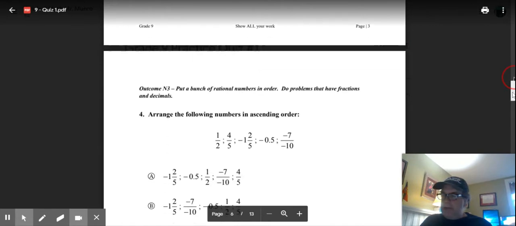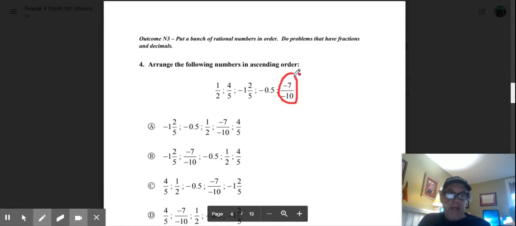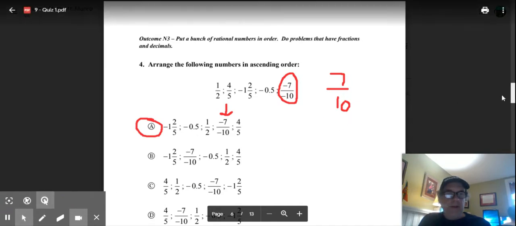Next, we're looking at ascending order, and I think the problem with this one that people may have found and forgotten is this particular number here. Everything else you can. If you have a negative divided by a negative, that turns into a positive 7/10, which then puts you in for, I believe, letter A as the correct answer, because that's a larger number. Next.